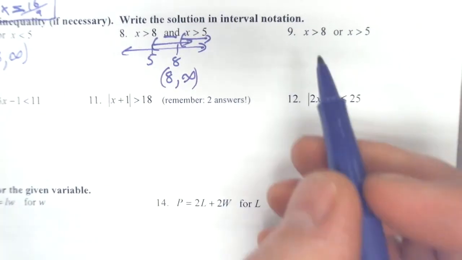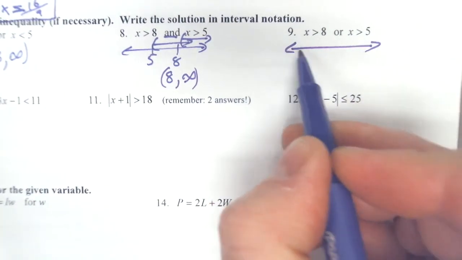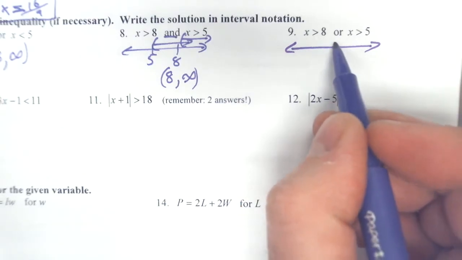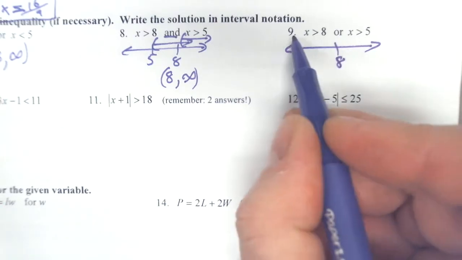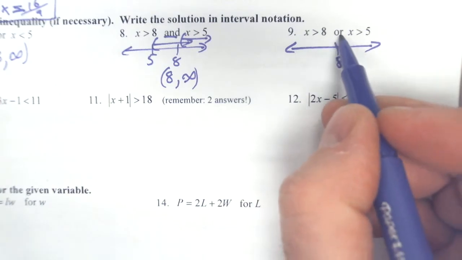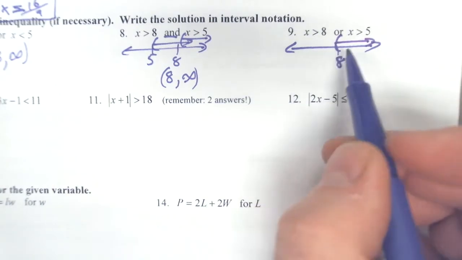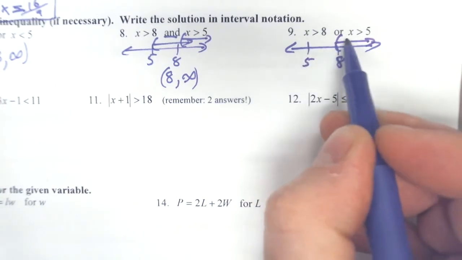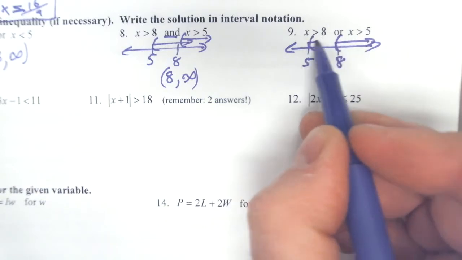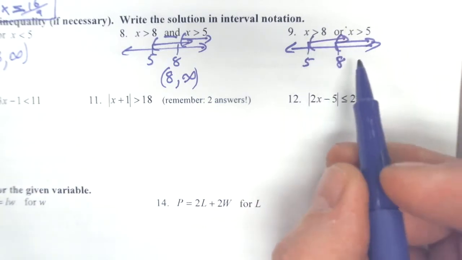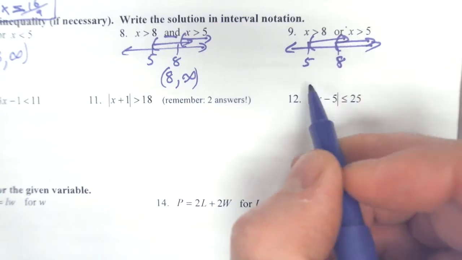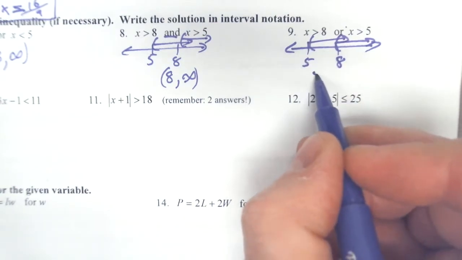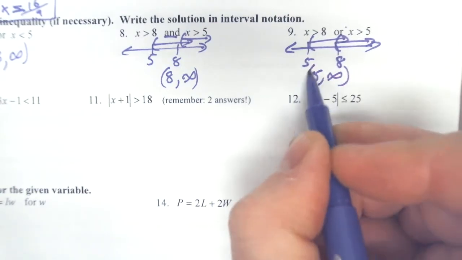In question 9, we're going to do the same graphing thing. Here we have x is greater than 8, so that'd be a parenthesis going to the right. X is greater than 5, parenthesis going to the right. In this case, it's an or statement, so it only has to be true of one of them. It starts to be true of one of them at the 5 and goes to infinity.